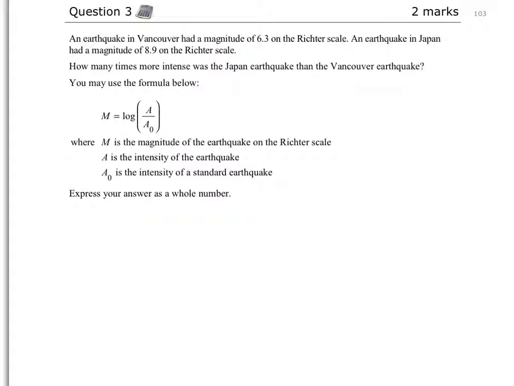So this question is, of course, an application of logarithms question, and we are given two different magnitudes, and we are asked to find how many times more intense. So we're really interested in isolating the intensity. Whenever we're asked how many times something is than another, obviously we would divide. So we would want to find the intensity of the Japan earthquake.